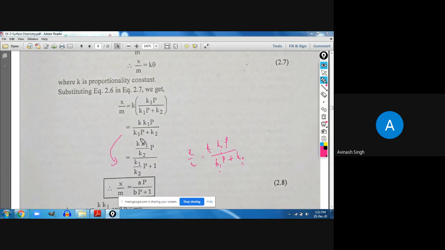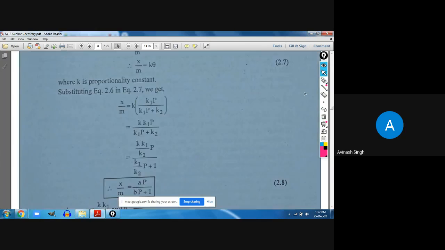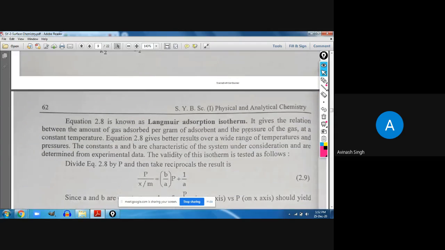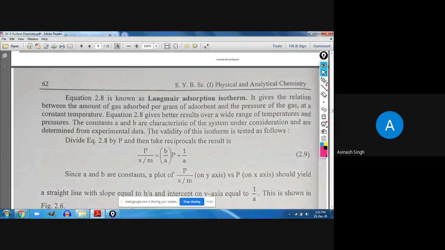Okay. अब ये जो कांस्टेंट है इसमें देखो सब टर्म कांस्टेंट है. इसको हम लोग ए बोलते हैं, अनदर कांस्टेंट. ये भी कांस्टेंट है, इसको बी बोलते हैं. दीज आर Langmuir constant. So x by m is equal to AP divided by BP plus 1, where A is equal to this and B is equal to this, and this is called Langmuir adsorption isotherm.